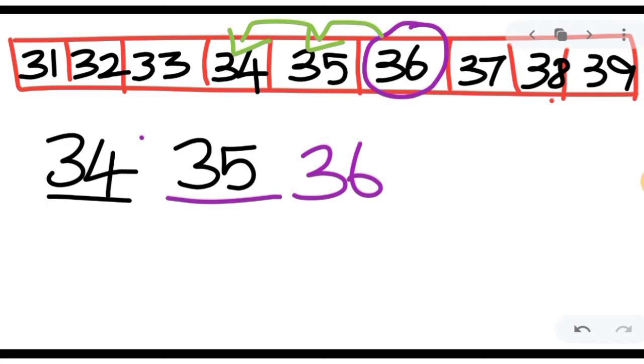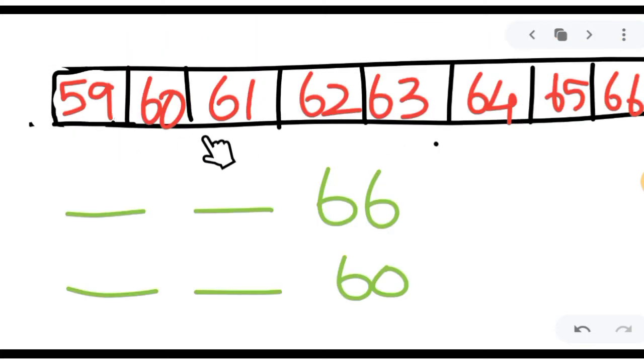For a before number, what do we have to do? We should see the previous number. Okay, let's see the next one. Here, can you read these numbers? 59, 60, 61, 62, 63, 64, 65, 66. By using this number grid, we are going to find the before numbers. Let's see here, what number is this? Number 66.